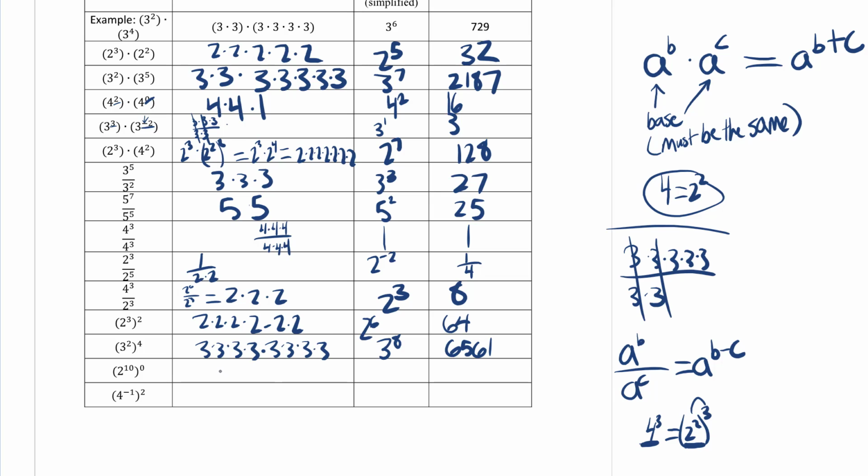And 2 to the 10th. Oh, to the 0. Okay. Whew. What happens when you raise something to the 0? It's 1, period. You can also multiply the powers together and get 2 to the 0. It's still 1. Very cool.